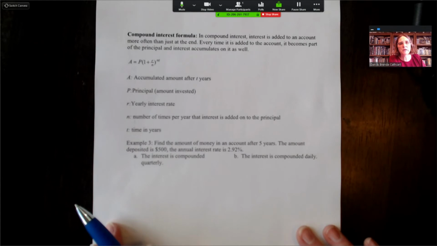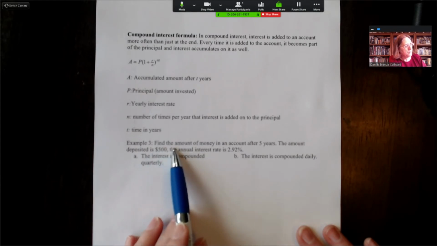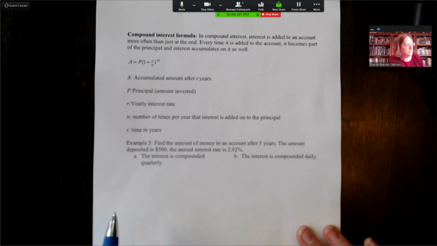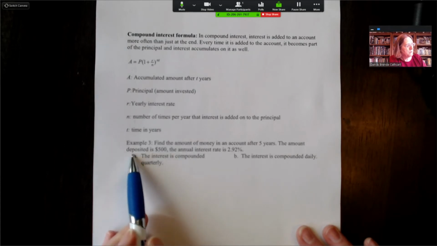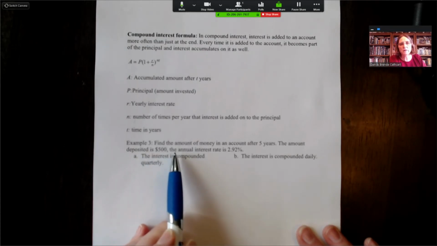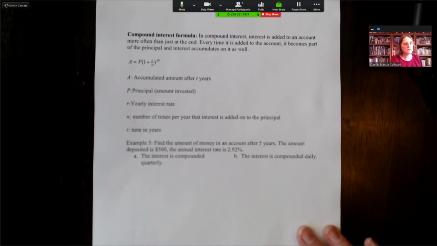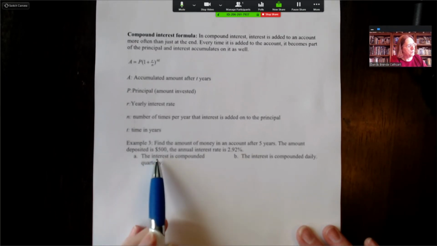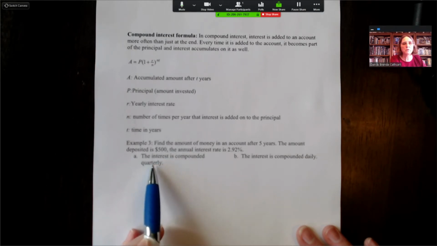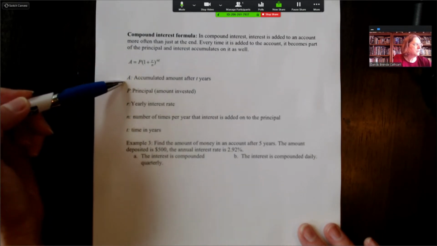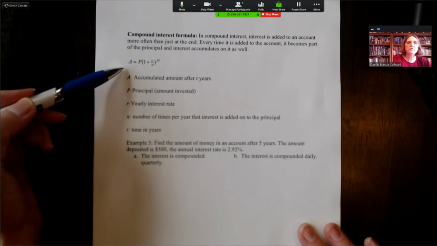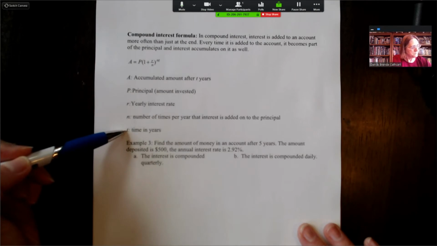So let's take a look at an example of that. We want to find the amount of money in an account after 5 years. The amount deposited is $500, and the annual interest rate is 2.92%. And in part A, we want to find how much money we have if the interest is compounded quarterly. So let's go through and identify our values for each one of these terms.